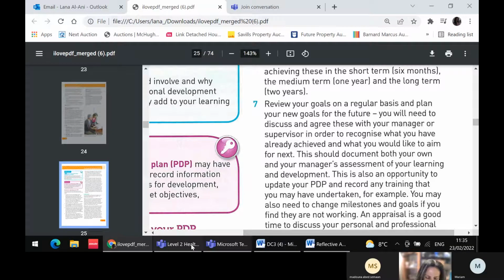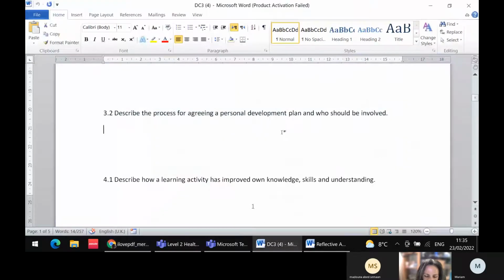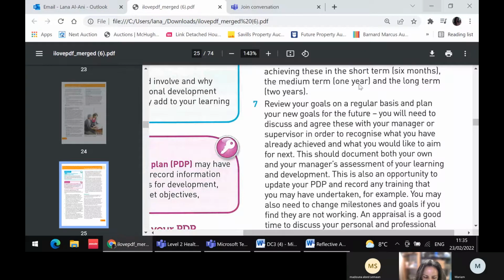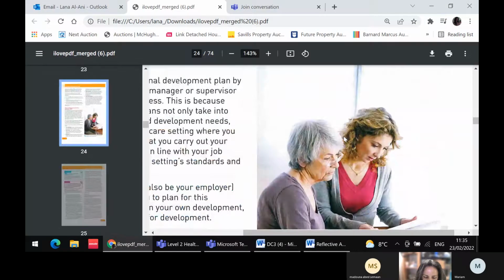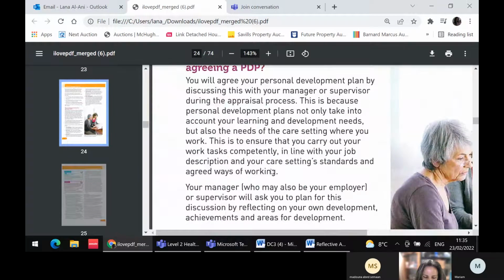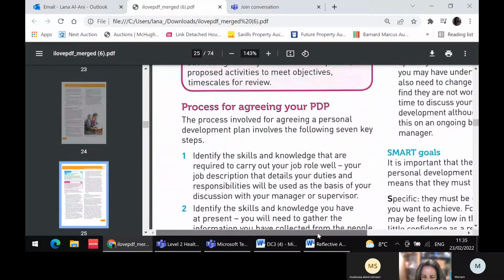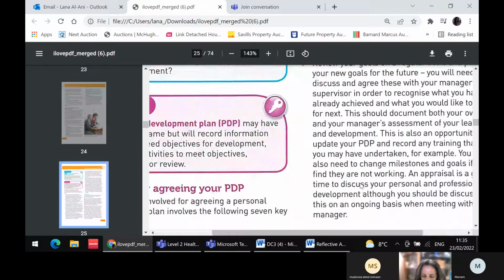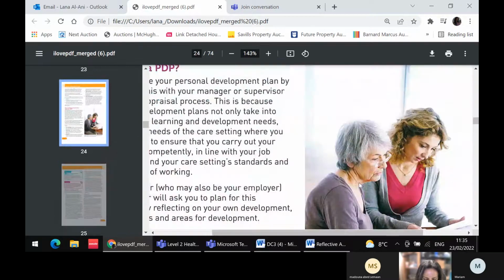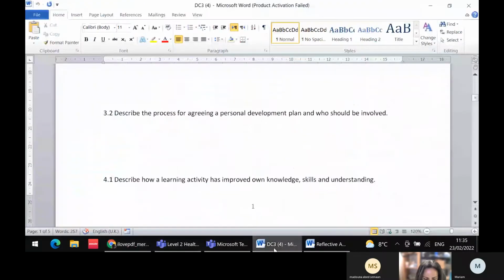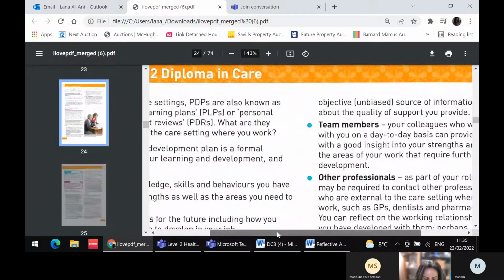So now if I was going to answer this question, it says describe the process of agreeing on a personal development plan and who should be involved. So the process is these 7 points. What is your personal development plan? So this is question number 3.2.